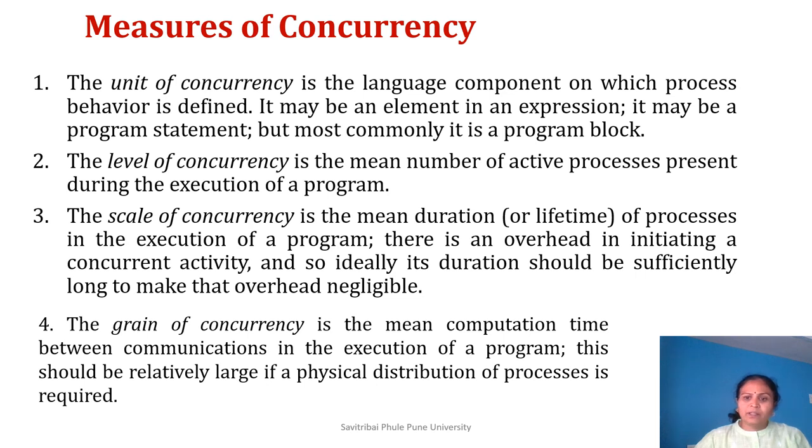There is an overhead in initiating a concurrent activity, and so ideally its duration should be sufficiently long to make that overhead negligible. And finally, the fourth measure is the grain of concurrency, which is the mean computation time between communications in the execution of a program. This should be relatively large if a physical distribution of processes is required.